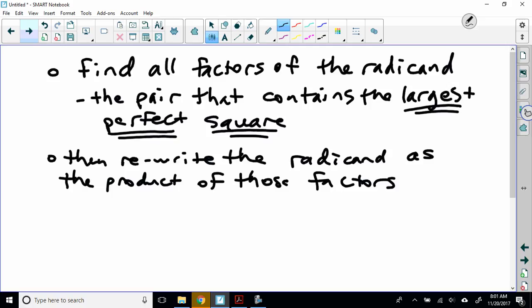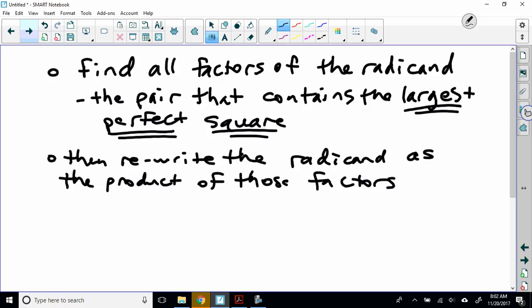And some of this might seem a little vague right now. We'll tie this back into the last example. So we're going to find the factors of the radicand. We're looking for the pair that contains the largest perfect square. We rewrite the radicand as a product of those.